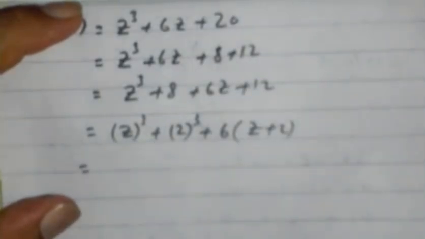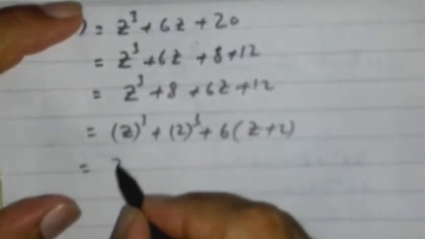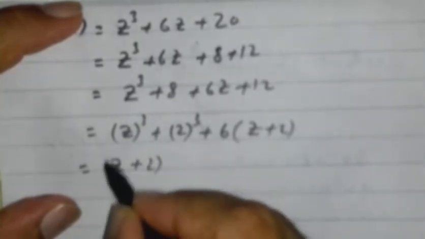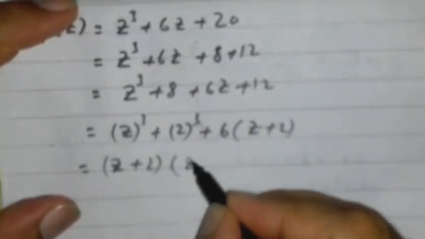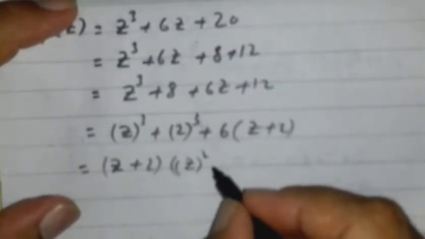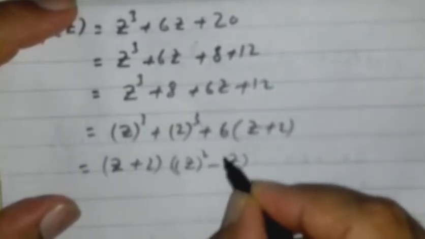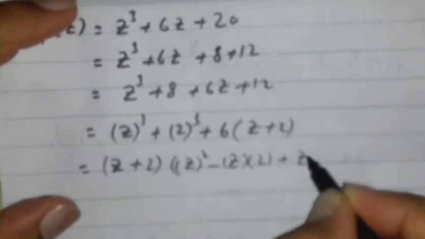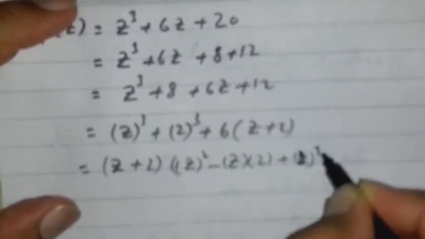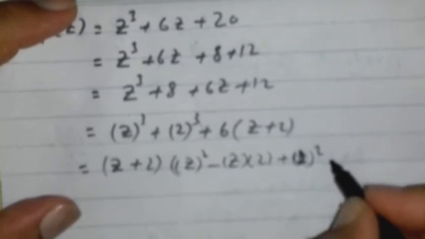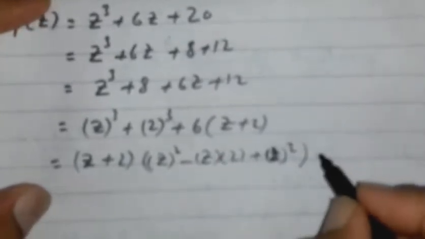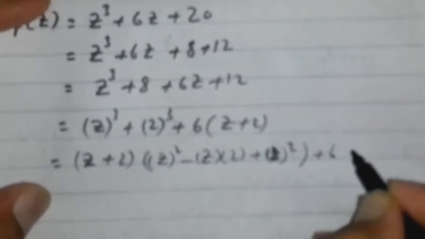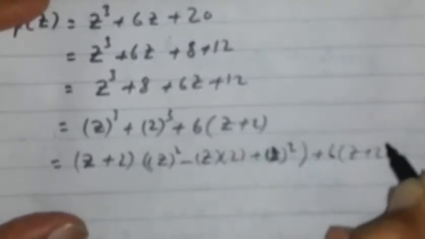Now this is a cube plus b cube formula, so we can write it as z plus 2 into z square minus z into 2 plus 2 square, and this plus 6 into z plus 2.